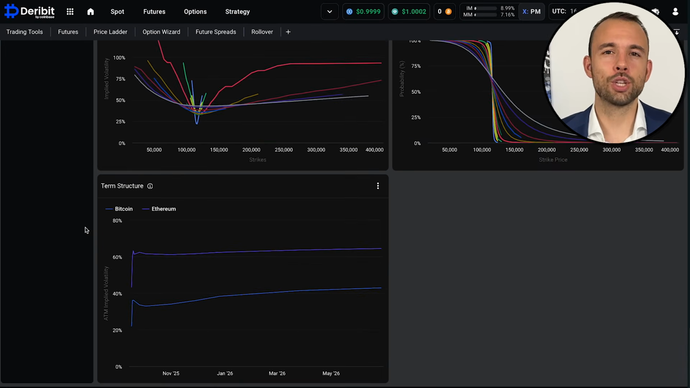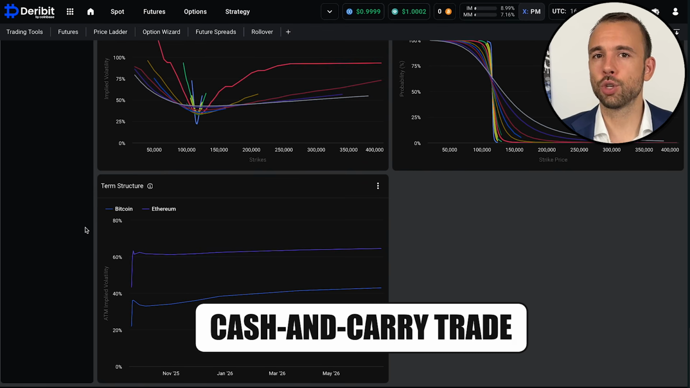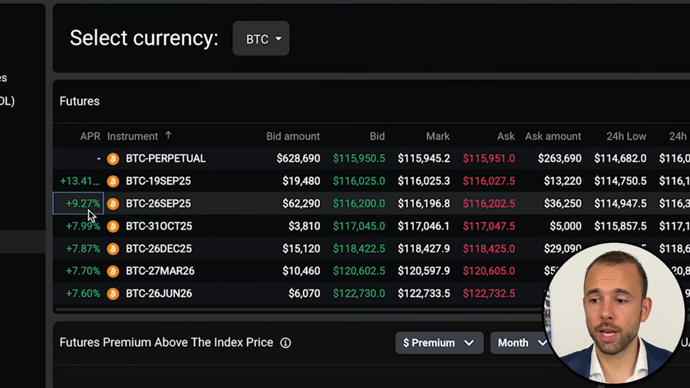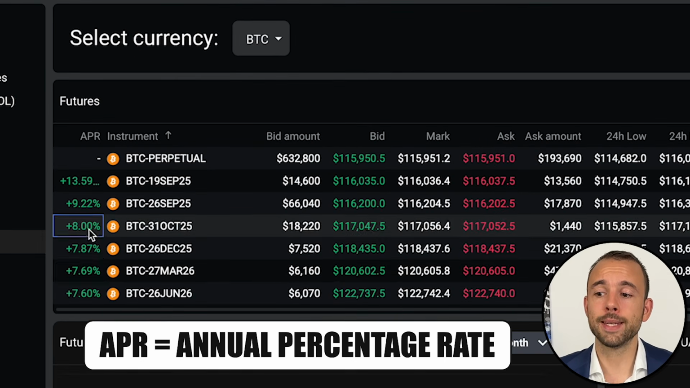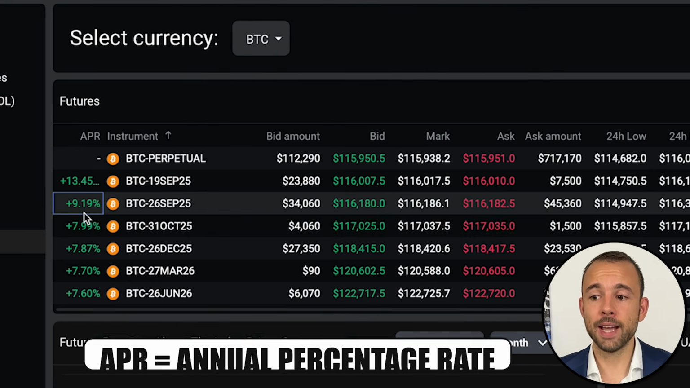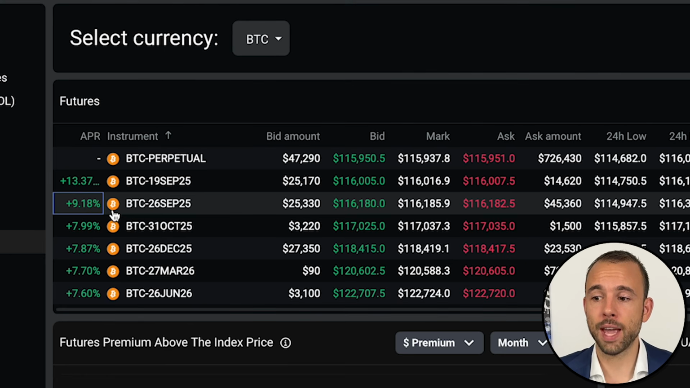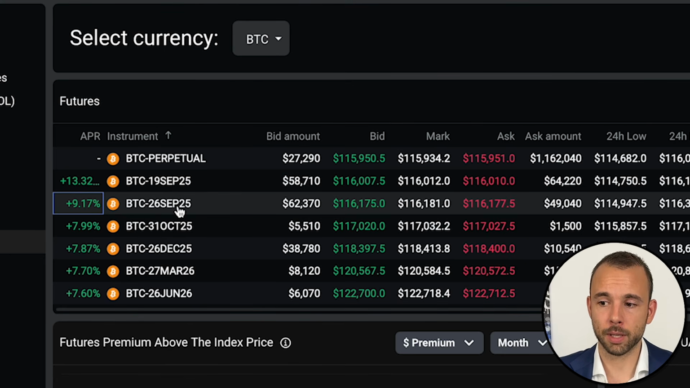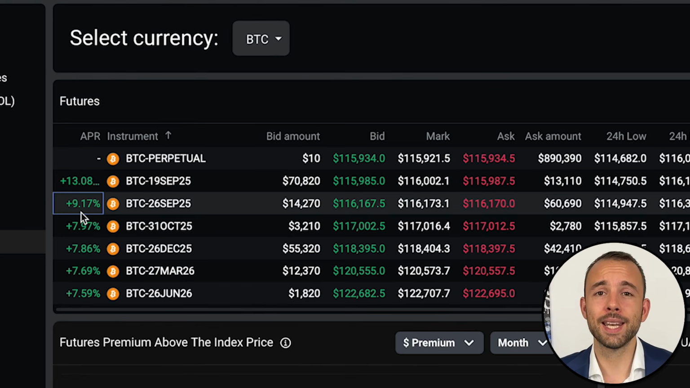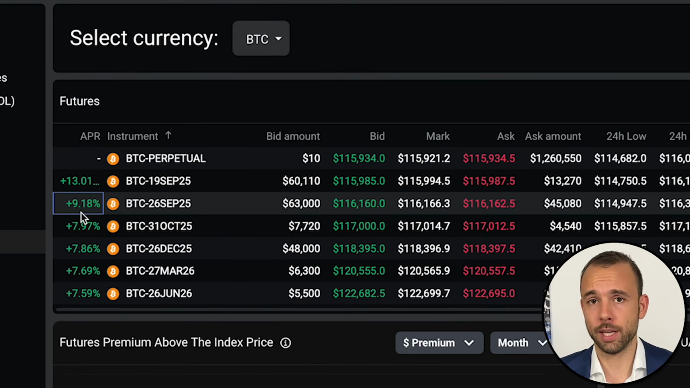And also, as I mentioned in the beginning, if I would like to trade the cash and carry strategy, I can open the futures metrics and find which expiration date of the future could offer me the highest profitability in the analyzed term. For example, if I trade a cash and carry trade with expiration at the end of September, I could get almost risk-free return of more than 9% in the analyzed term. And this is quite high profitability for an almost risk-free strategy.